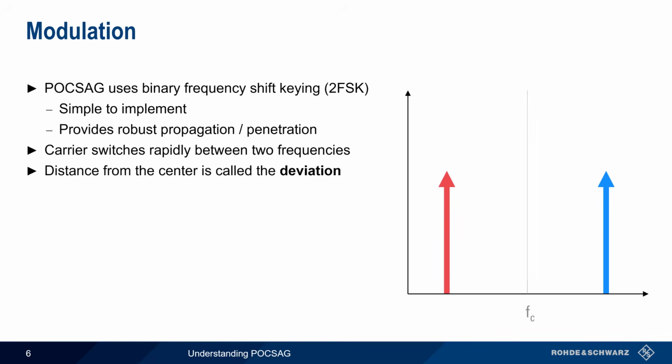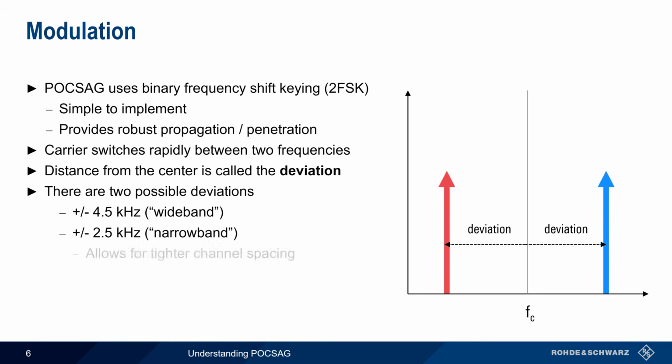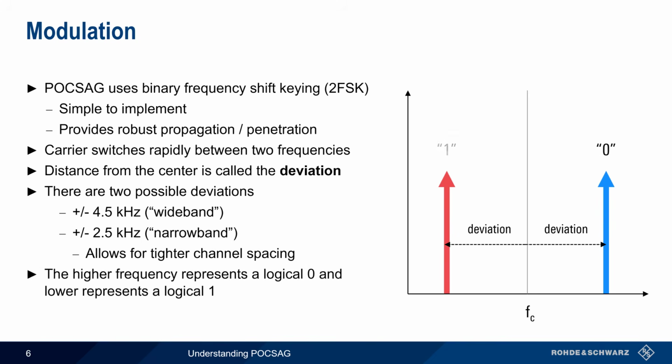The distance of each of these frequencies from the nominal center frequency is called the deviation, and POCSAG supports two different deviations: plus or minus 4.5 kHz, or wideband, and plus or minus 2.5 kHz, or narrowband. Using the narrowband deviation allows for tighter channel spacing. Note that in POCSAG, the higher frequency is the logical 0 or space, and the lower frequency is the logical 1 or mark. This is the opposite of most other 2FSK applications.